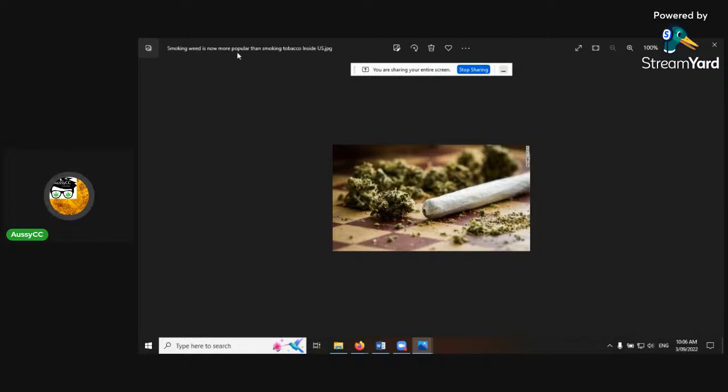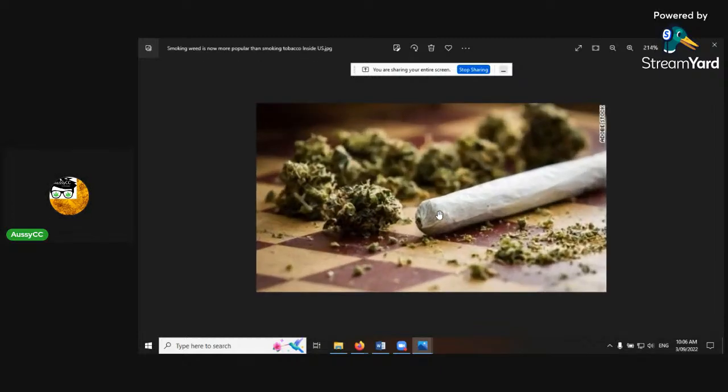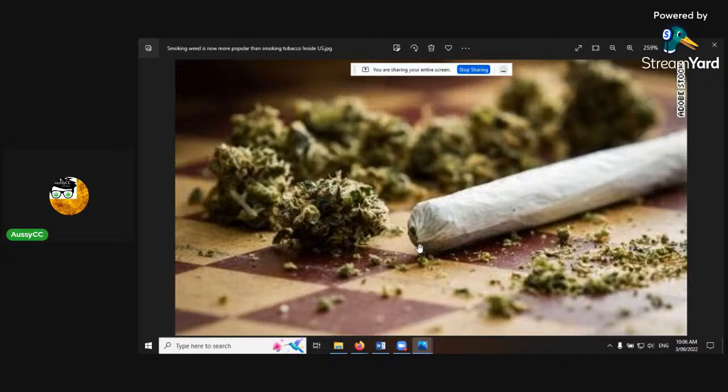Smoking cannabis is now more popular than smoking tobacco inside the US. There you go. But Australia can't make money out of it, so no, we can't do it here. Geez, I've got a negative attitude today. I'm sorry. I just get pissed off with it.